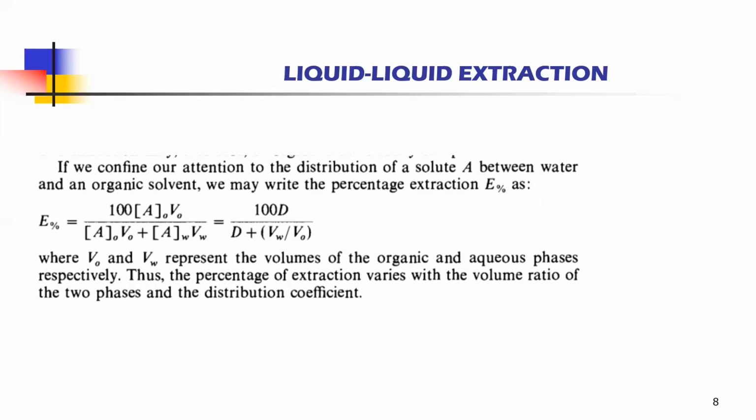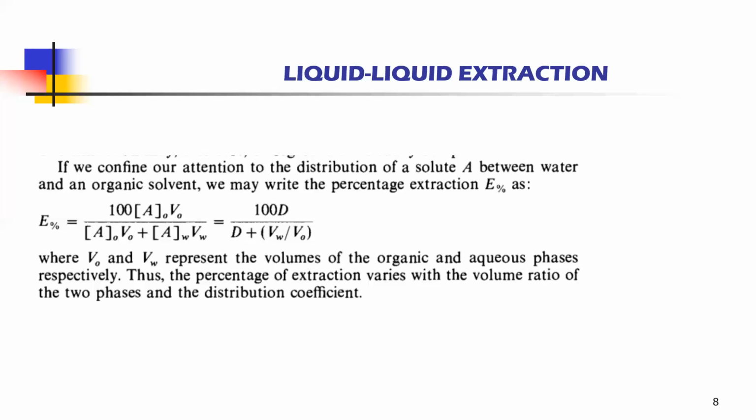So simplifying this equation to find out the percentage extraction can give us the idea about how efficiently we are performing the extraction. So this equation actually helps us to know what amount from 100% we have extracted. Here V0 and VW represent the volume of organic and aqueous phases respectively. Thus the percentage extraction varies with the volume ratio of the two phases and the distribution coefficient. So as you change the volume ratio, it changes the percentage extraction.